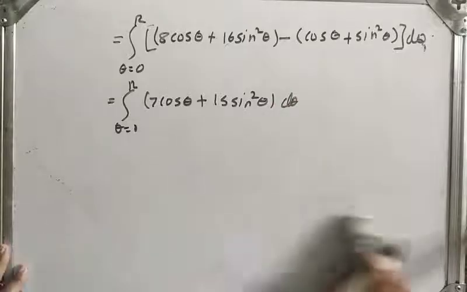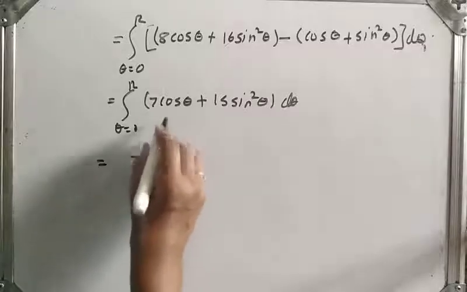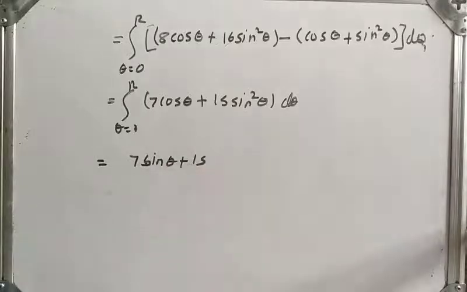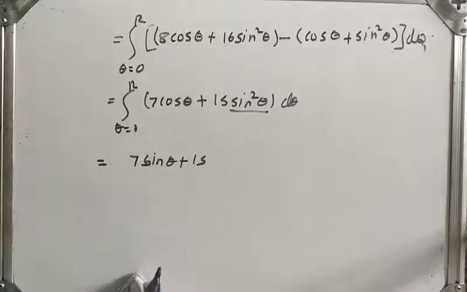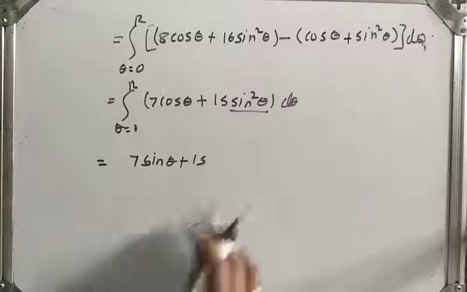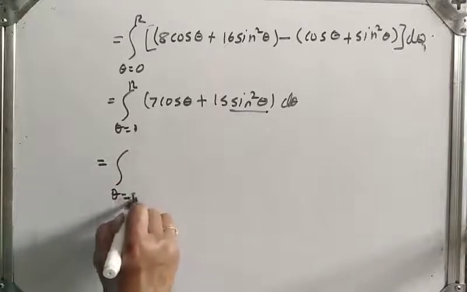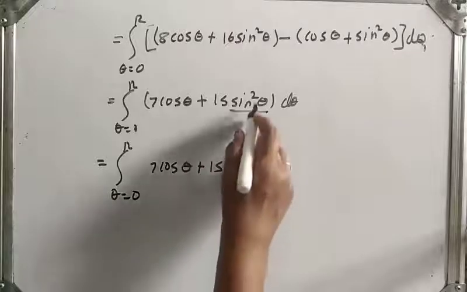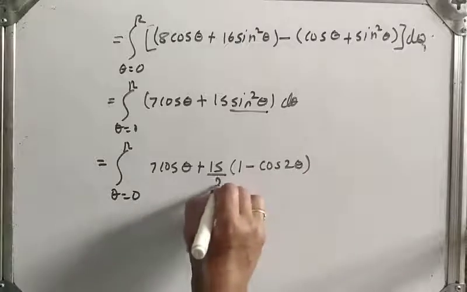Now integrate with respect to theta, which is equal to, now integration of cos theta, it is sin theta plus 15 integration. Now first of all we need to replace this sine square theta. We have the formula for cos 2 theta. So this sine square theta can be replaced by 1 minus cos 2 theta by 2. So this is theta is equal to 0 to pi, 7 cos theta plus 15 sine square theta, which is the same as 1 minus cos 2 theta upon 2.